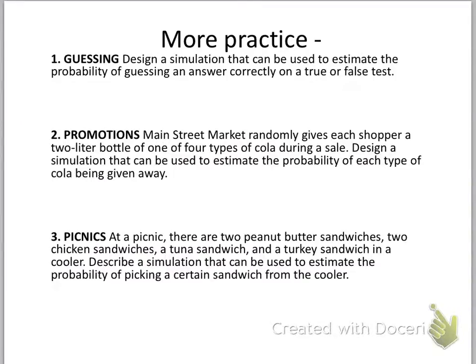So let's take a look here. Design a simulation that can be used to estimate the probability of guessing an answer correctly on a true-false test. Well, true or false, those are 2 possible outcomes. Right? True outcomes, true, that's a 50% chance, or false, that's a 50% chance.